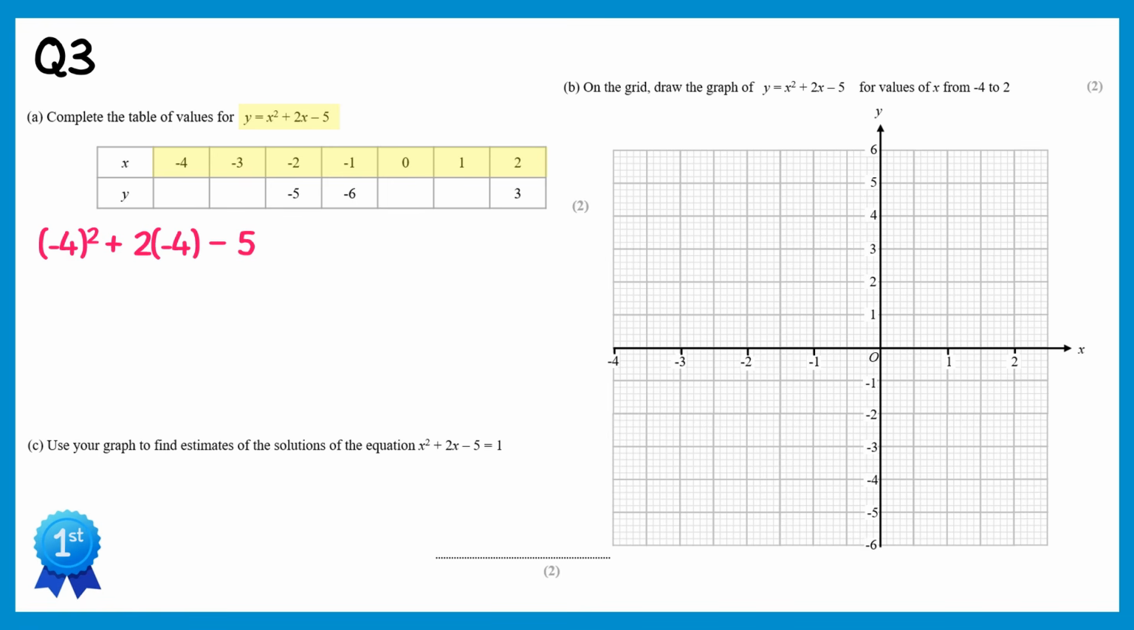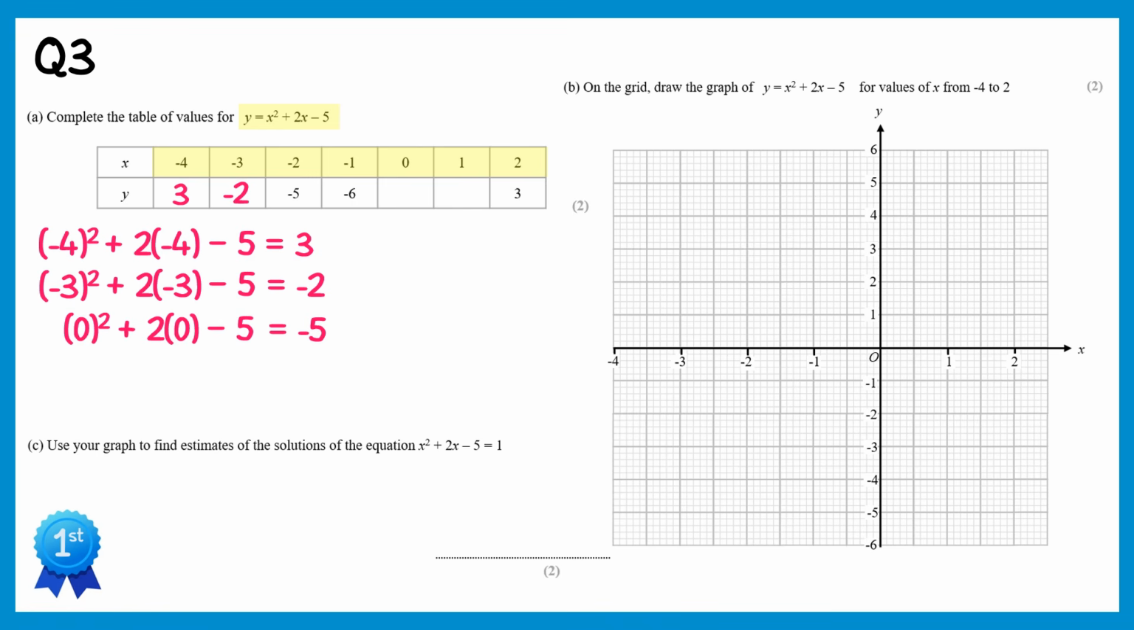Now since this is Paper 2, you can just stick that straight into a calculator, and that'll give you the answer 3. So when x is negative 4, y is 3. Then we can move on to when x is negative 3, so it's negative 3 squared plus 2 lots of negative 3, take away 5, again straight into your calculator, and that gives you negative 2. Now in the question they've already done negative 2 and negative 1, so we'll move on to 0. So it's 0 squared plus 2 lots of 0, take away 5, which is negative 5. Let's put that into the table, and finally, when x is 1, 1 squared plus 2 lots of 1, take away 5, is negative 2. So that completes the table.